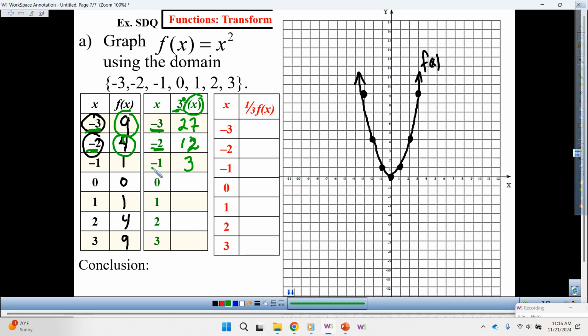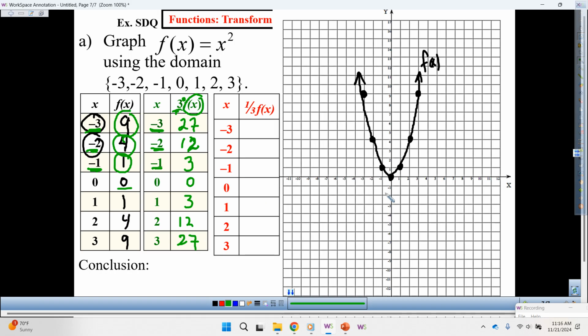Well, we look at the x being what? -1, but we need what? We need f of x when x is -1. What was that? 1 times 3 is 3. Therefore, the rest of them are what? 0, 3, 12, 27. Hands if you got that. All right, let's graph that.